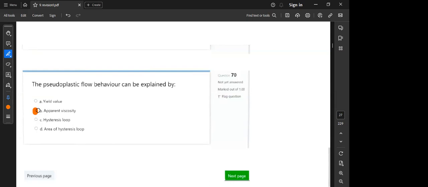I'm finding it on the internet, the same question, and they went with apparent viscosity. Yeah, hapo ni apparent.